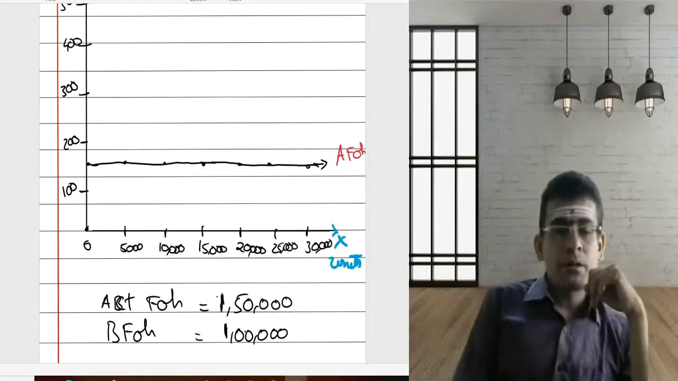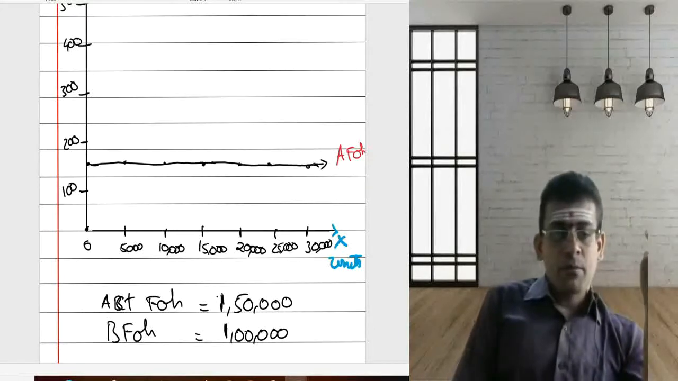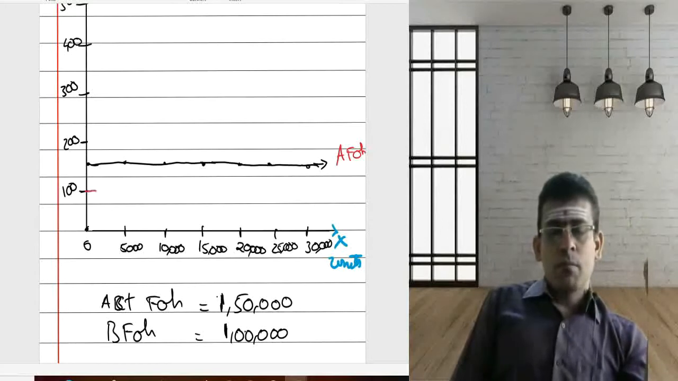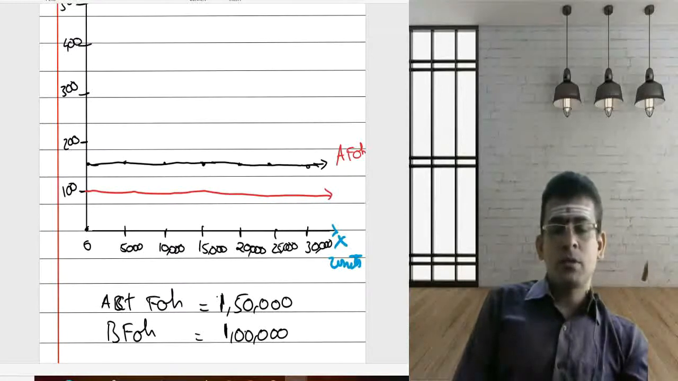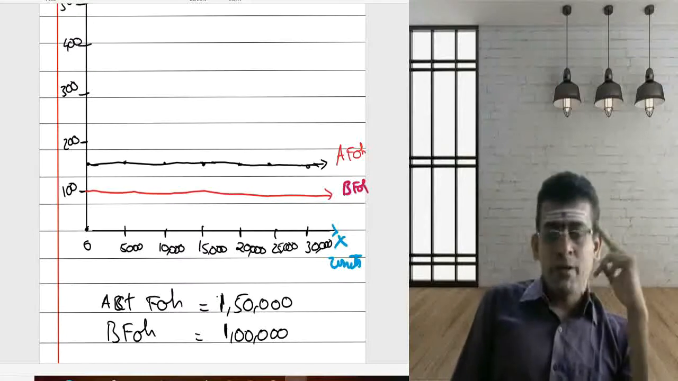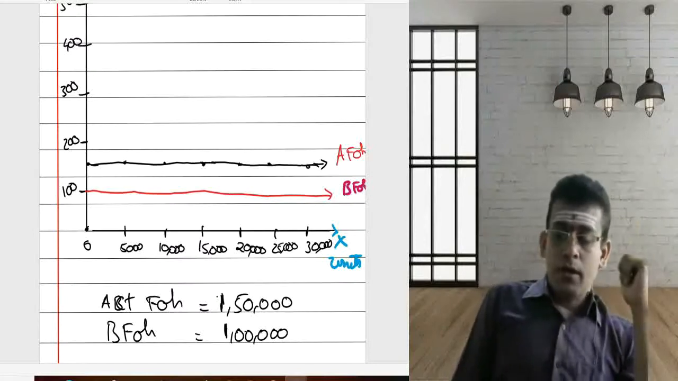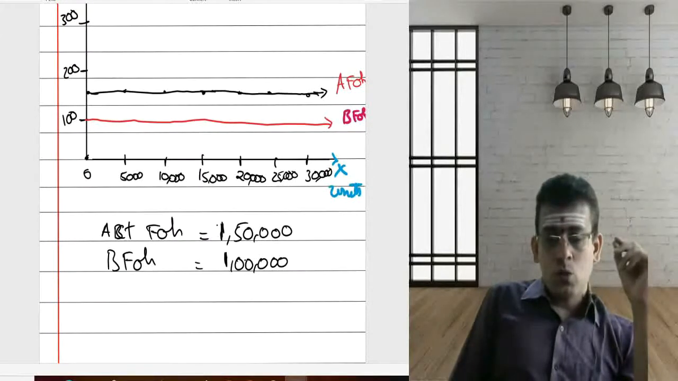Then what is my budgeted? My budgeted was 1 lakh. It is the same, my budget is 1 lakh. That means my fixed cost remains the same throughout my production. So this is called the budgeted fixed cost. So we got two lines. Now we had already understood one important term: there is also something called your absorbed fixed cost.